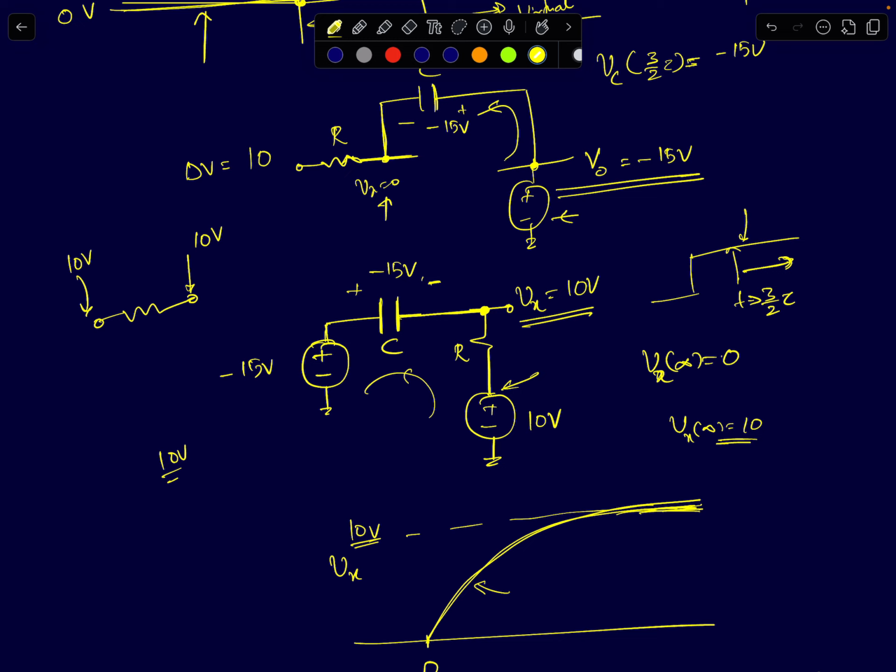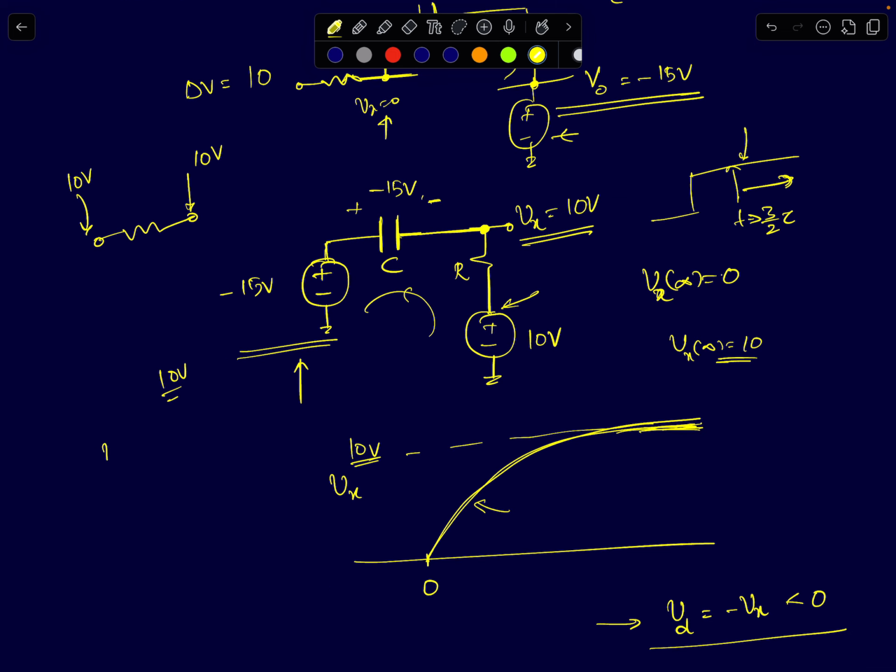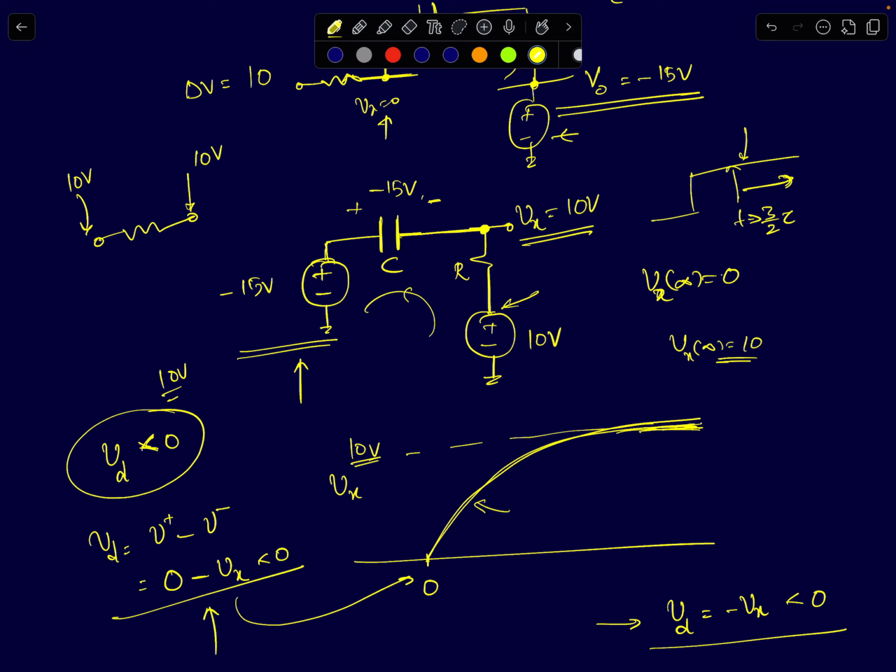Remember, I have assumed the op-amp to be an ideal voltage source of minus 15. This is true as long as your input differential voltage is less than 0. Now what is your input differential voltage? It is simply V plus minus V minus. V plus is 0 volts and V minus is Vx, and I have plotted this. Vx starts at 0 and reaches 10 volts, and therefore minus Vx will always be less than 0. So Vd is always less than 0. Therefore your op-amp's output will stay put at minus 15 volts. It will always stay at minus 15 volts.